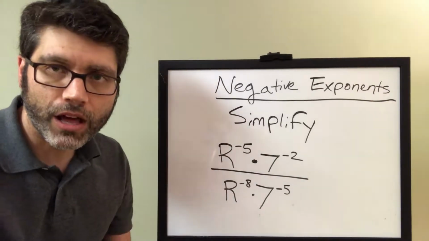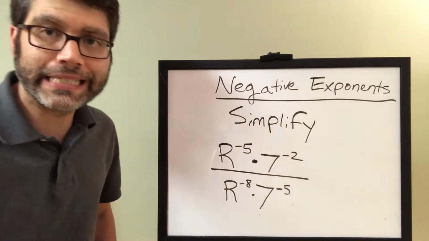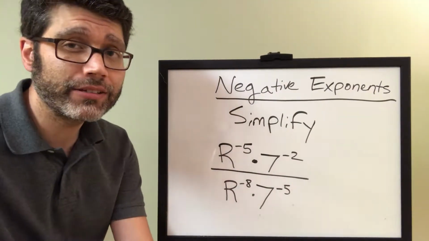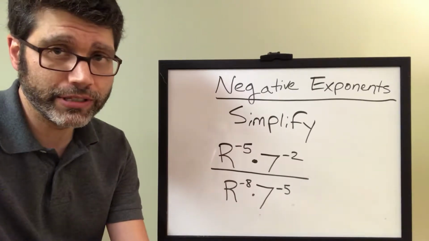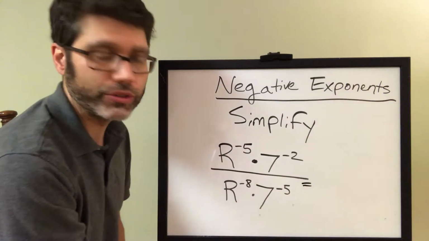All right, moving right along, here's another example. Let's see if we can simplify this. And then remember, our simplified final answer cannot have any negative exponents in it, all right? So let's use our rules that we know.